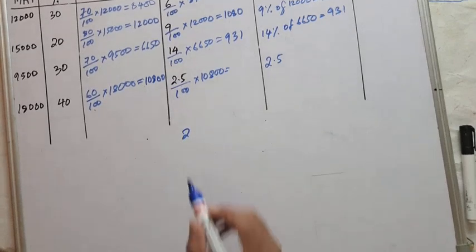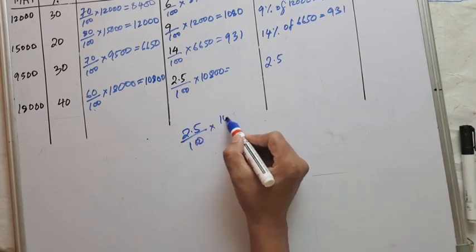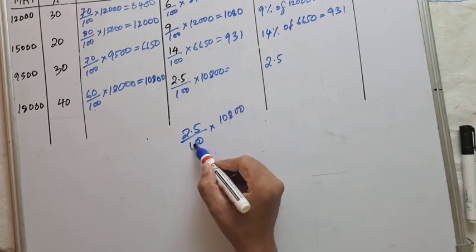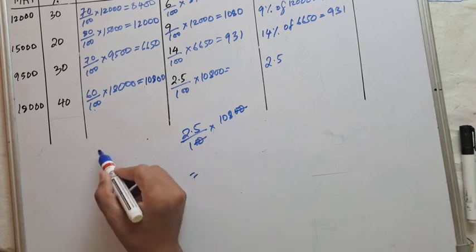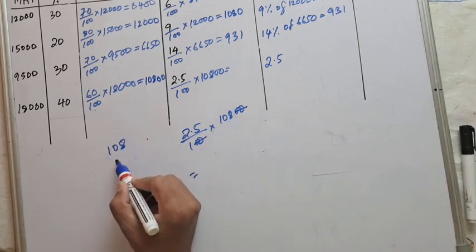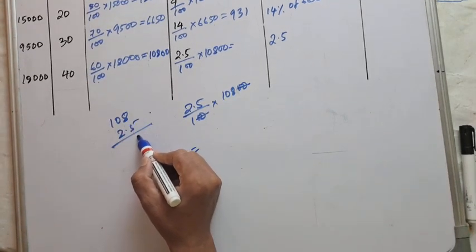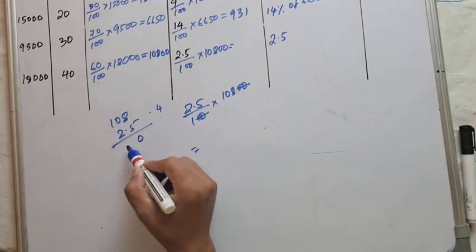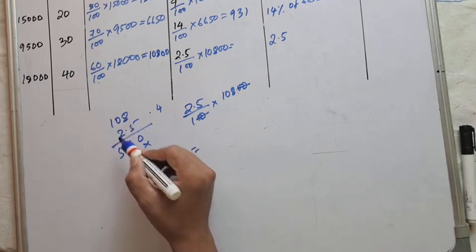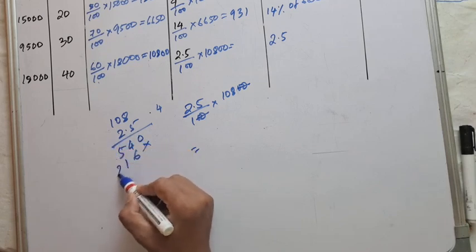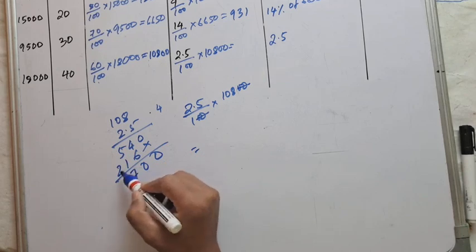2.5% of 10800. These two zeros cancel out. So 25 into 108, 108 into 2.5. 5 eights are 40, 0, 4 in hand. 5 zeros are 0 plus 4 is 4. 5 ones are 5. 2 eights are 16, 6, 1 in hand. 2 zeros 0, 1, 2 ones are 2. So 0, 6 plus 4 is 10, 5 plus 1 is 6, plus 1 is 7, 2.